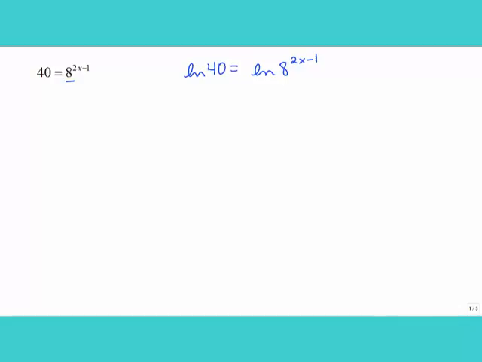We need to be very careful when bringing down the exponent. We need to put it in parentheses because all of it is multiplied by the natural log of 8. We have choices on how we can solve for x. We could distribute the natural log of 8, or we could just divide by the natural log of 8. I will divide.